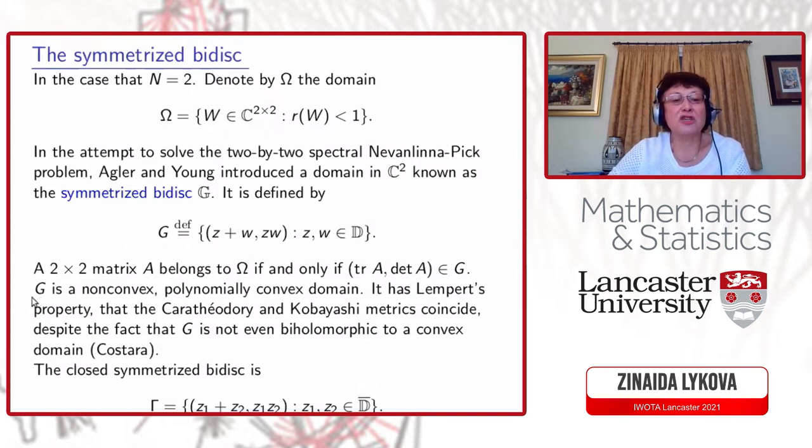And I would like to mention that G is a non-convex, polynomially convex domain. It has Lempert's property that the Carathéodory and Kobayashi metrics coincide, despite the fact that G is not even biholomorphic to a convex domain. It was proved by Costara. And it was quite a long-standing question, and people were quite excited when they found that there are such domains. And the closed symmetrized bidisk is defined clearly: you take z1 and z2 from the closure of the disk.